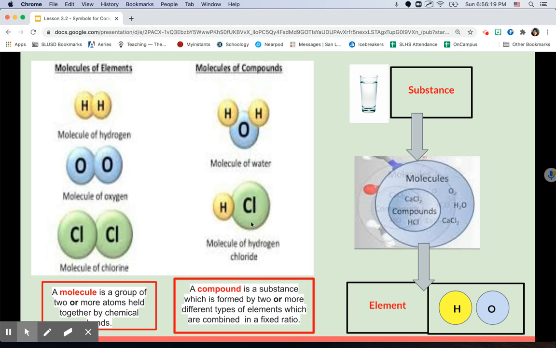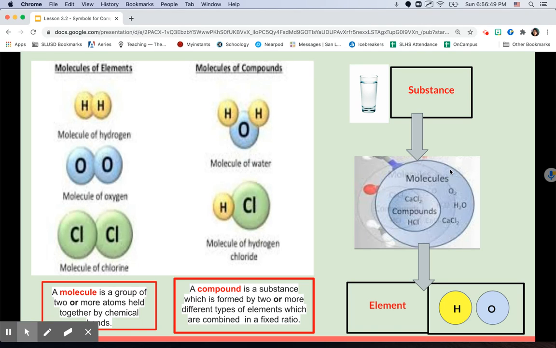Noticing the compounds here, that they're often made of at least two different types of elements. So the difference is that a compound has to consist of two or more different types of elements, right? So here I have H with O. These two are different elements. H with Cl. These two, even though they're combined together, are made up of different elements.